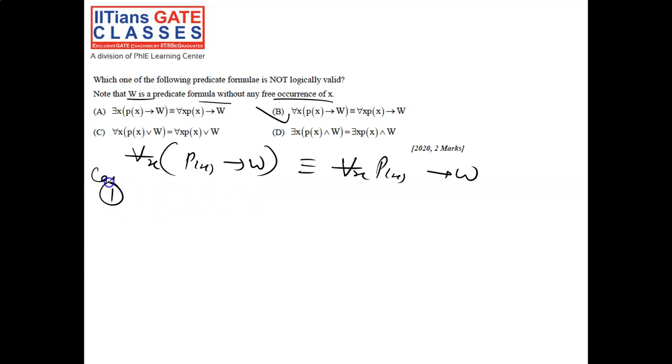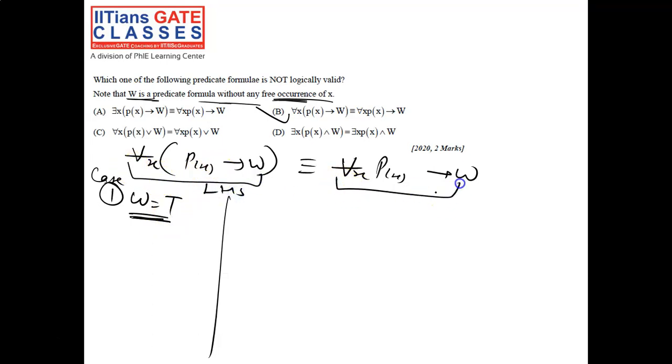So we will take case 1. In case 1, what if w is true? Let's assume that w is true. Because w is free from x, the for all quantifier cannot put any effect on w. That is the meaning of this line: w is free from x, or you can say in w we do not have any occurrence of x. If w is true, then what will happen? This is the LHS, and this is the RHS.